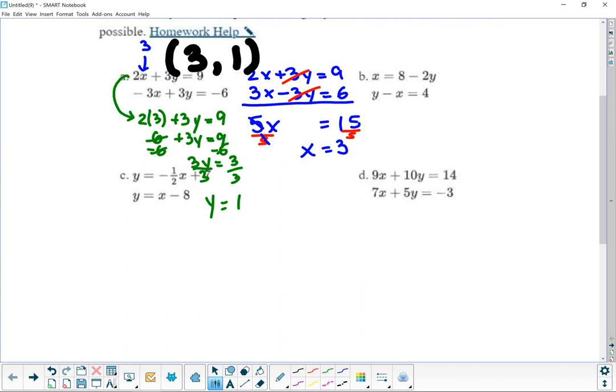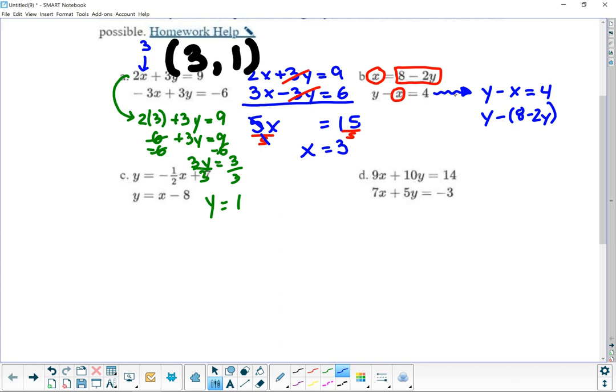Part B. So part B, if you look at it just like how we did in class, this is going to be a substitution method, right? Because x is solved for, 8 minus 2y, we're going to go ahead and put that in place of the x right here. So I'm going to copy that second equation. Second equation is going to look like y minus x equals 4. But remember, in place of x, we're going to put in 8 minus 2y.